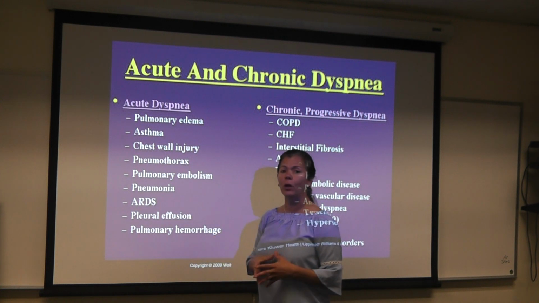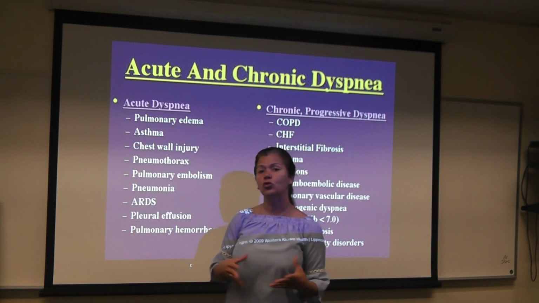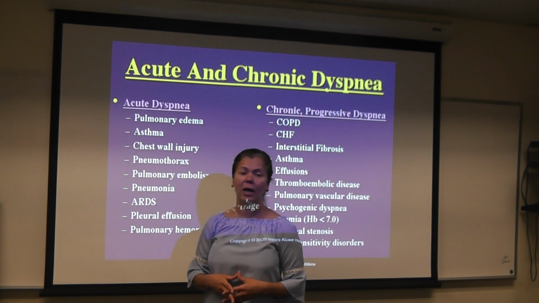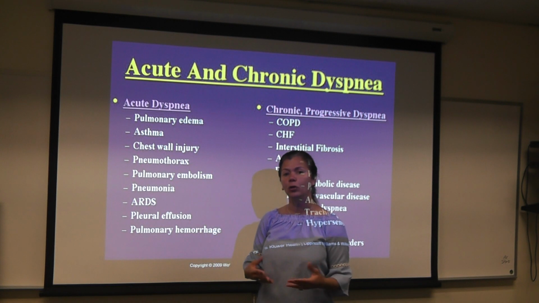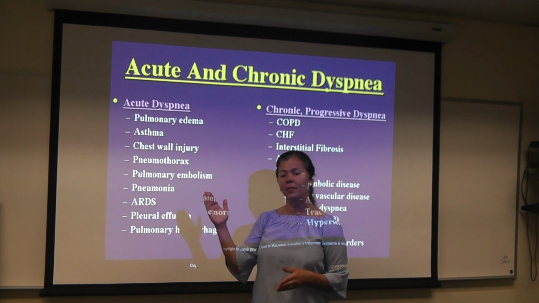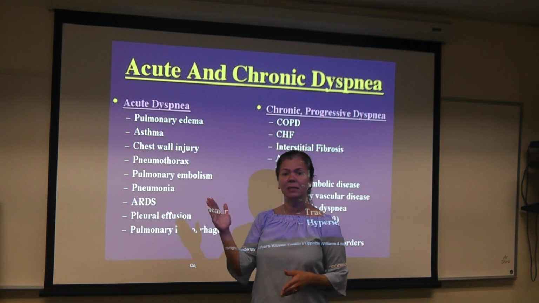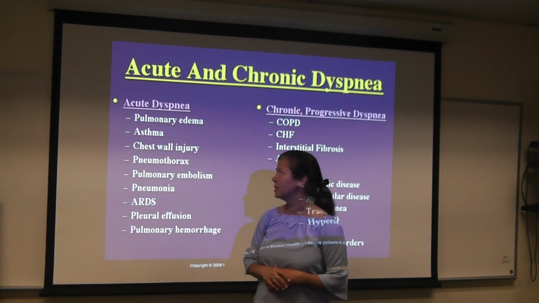Pneumothorax, a collapse of the lung, either spontaneous or traumatic or iatrogenic by a procedure such as thoracentesis, can also produce shortness of breath because the vital capacity is limited.